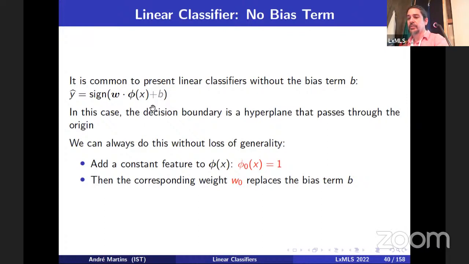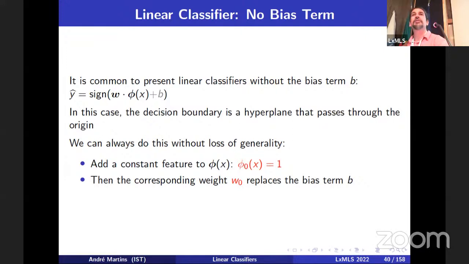And we can actually omit B without loss of generality because we can always add a constant feature to phi of x. Okay, so if one of the entries, let's say the first entry of phi of x, is a constant feature with a value 1, then the corresponding weight is going to play the same role as the bias term. And this just simplifies notation, okay? So in the sequel, we are going to just omit the bias term by doing this.